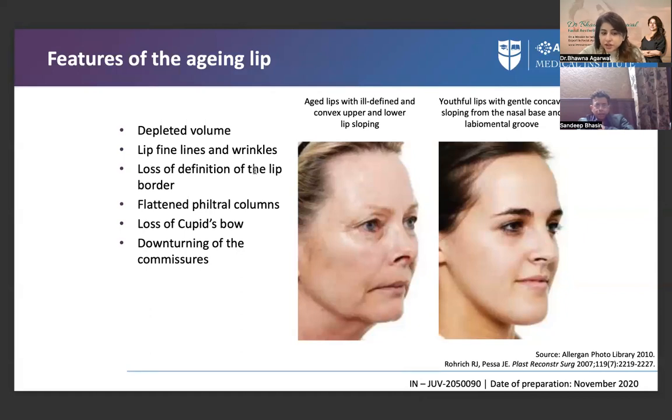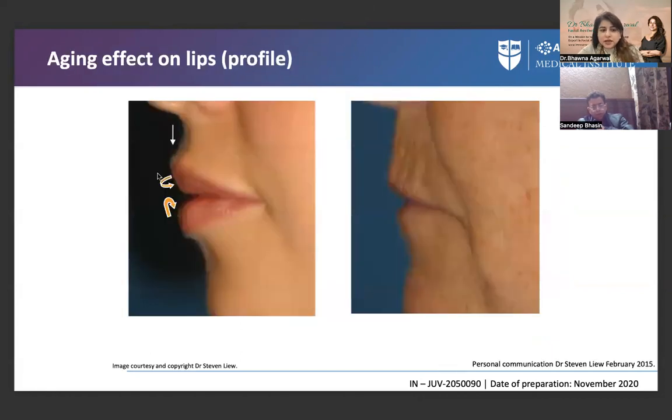There is loss of definition of the border. There is flattening of the filtral columns. There is loss of cupid's bow, and there is downturning of the commissures. This is how it happens. The youthful lips are everted like this, and the aging lips become flat and inverted. The lengthening of the upper lip. Downturn of the commissures.